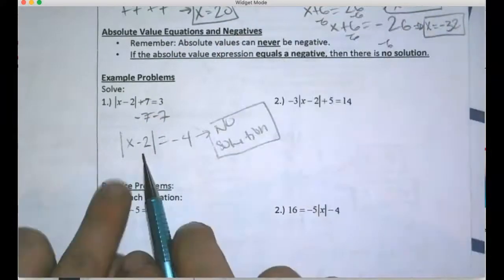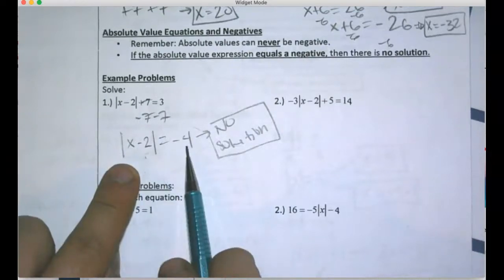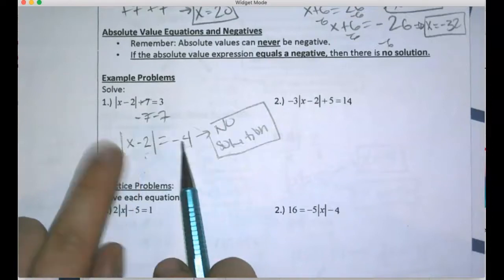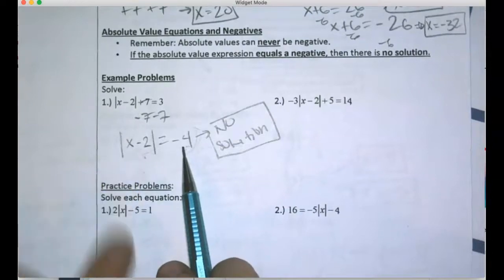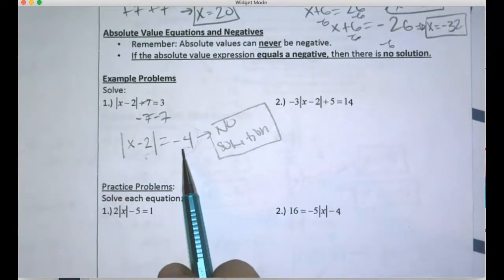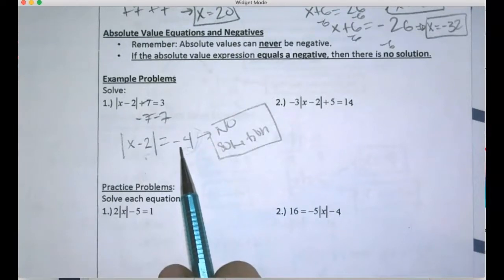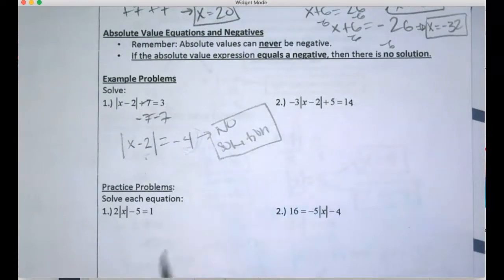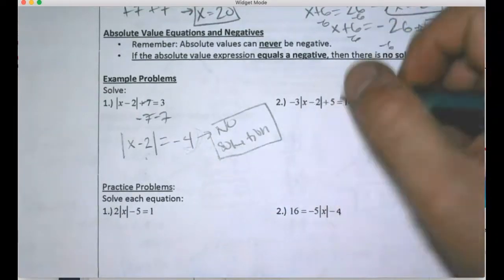So remember, the concept was whatever's in here is negative 4 spaces away from 0, and the follow-up thought is distance can't be negative. If I walk in any direction 4 feet, I still walked 4 feet. Just because I walked backwards doesn't mean that I moved negative 4 feet. That's not accurate.